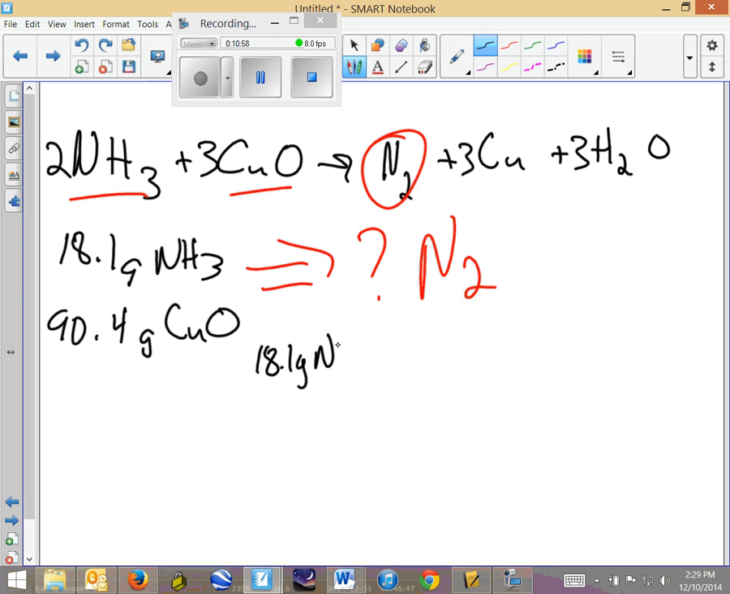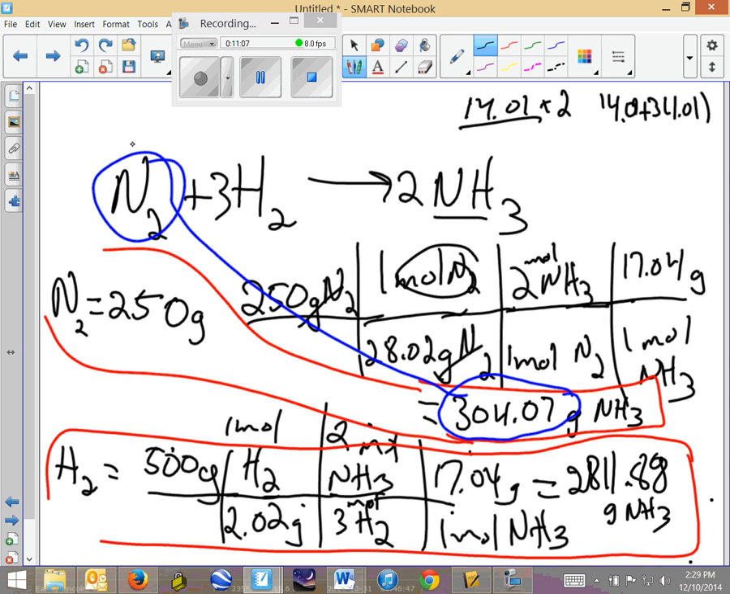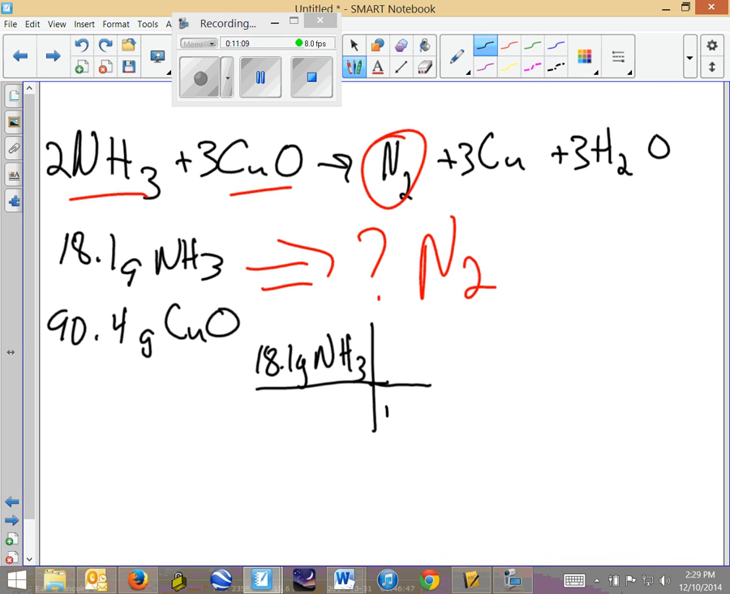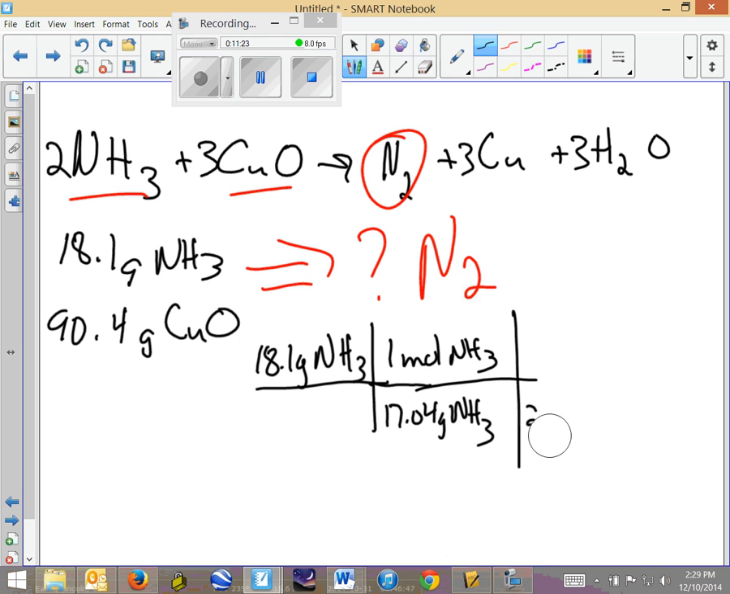18.1 grams of NH3. Convert from grams to moles, so grams have to be on the bottom. From the last thing that I did, I said 17.04 was the molar mass of that. So 17.04 grams of NH3 give you 1 mole of NH3. My ratio says that in the formula I have 2 moles of NH3 for every 1 mole of nitrogen.